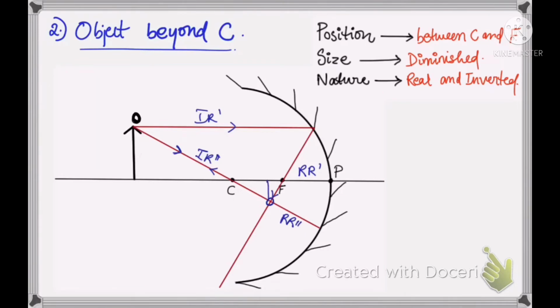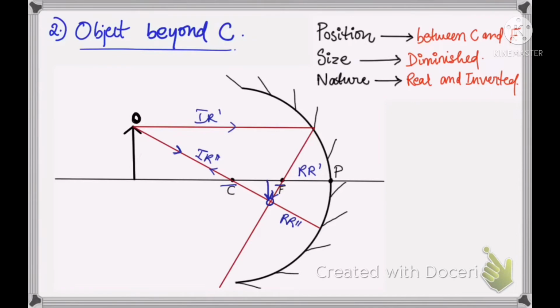So let's draw an arrow here. The image is what? It is real and inverted. It is upside down, right? The object is above the principal axis, the image is below the principal axis. So we can say what is the position? It is between C and F. So the position of the image is between C and F.